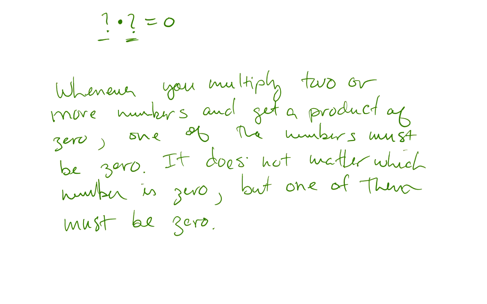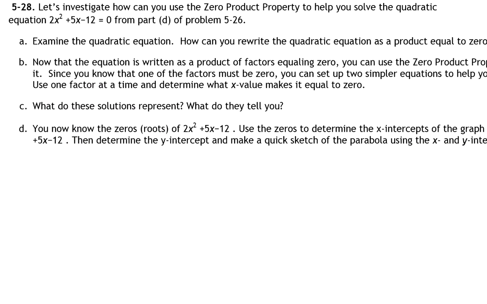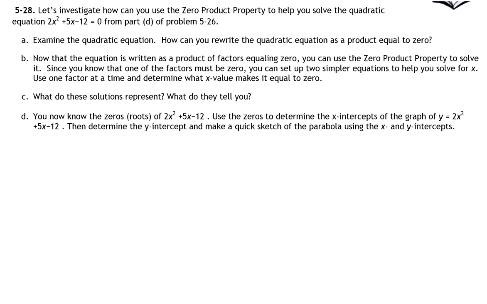Okay, let's move to question 28. Let's investigate how you can use the zero product property to help you solve the quadratic equation 2x squared plus 5x minus 12 equals 0 from part D of problem 26. Examine the quadratic equation. How can you write the quadratic equation as a product equal to 0, things being multiplied together, giving you an answer of 0?